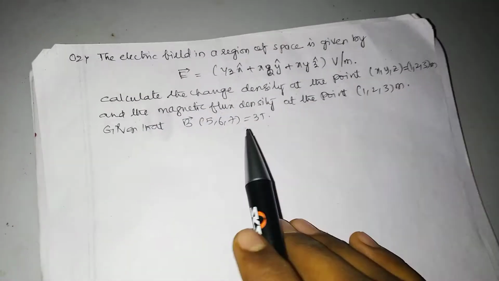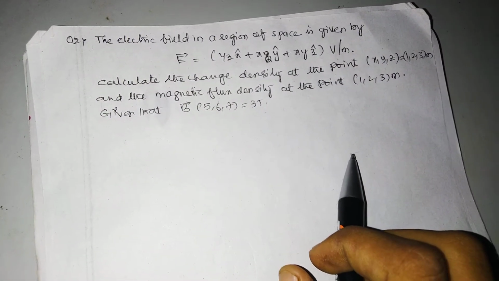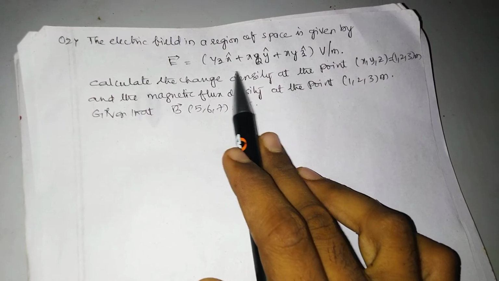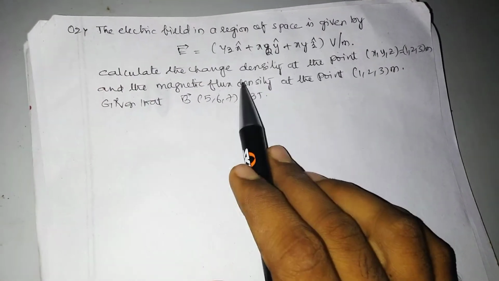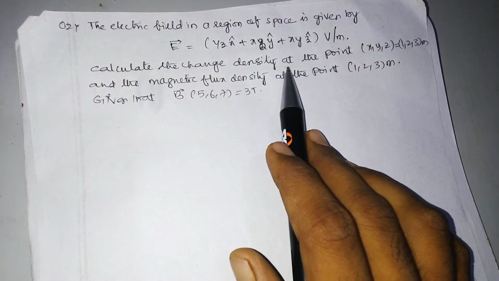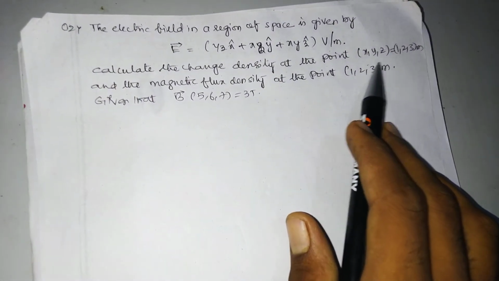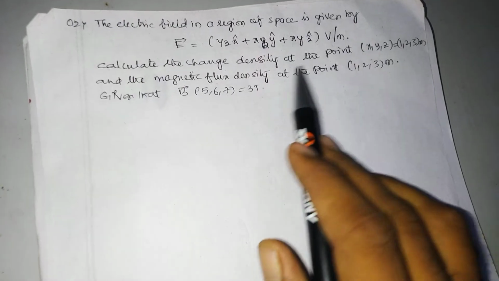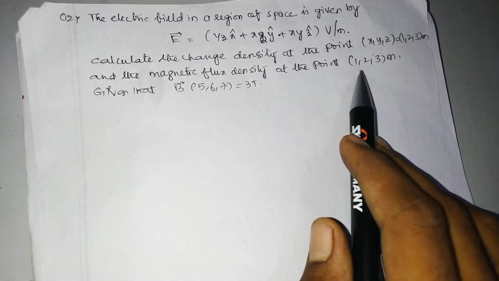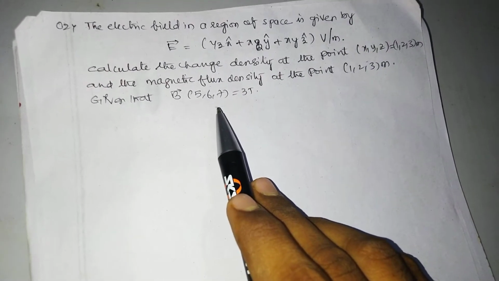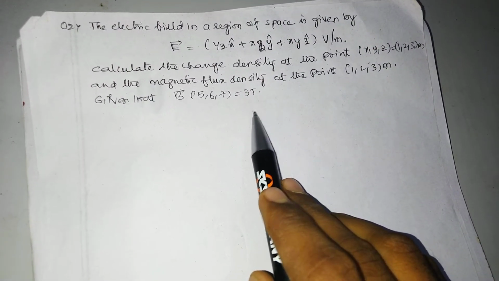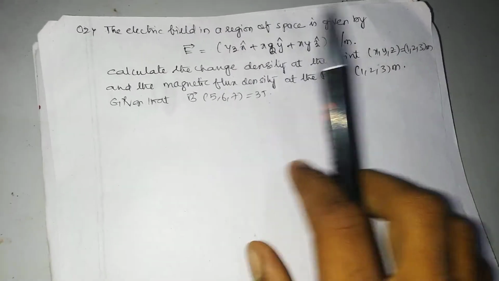So here is another question. The question was: the electric field in a region of free space is given by yz in the x direction, xz in the y direction, xy in the z direction. Calculate the charge density at the point (x, y, z) equals (1, 2, 3) meters, and the magnetic flux density at the point (1, 2, 3) meters, given that the magnetic flux density B at (5, 6, 7, 8) equals 3t. So we have to calculate the magnetic flux and the electric flux.